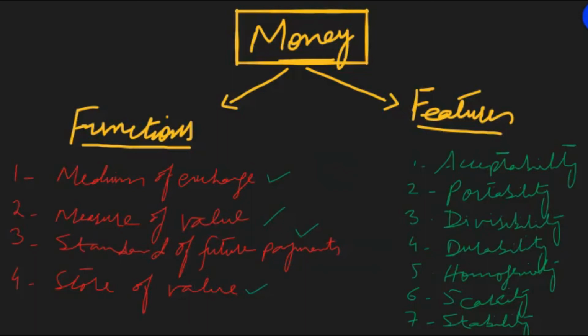So which of these can be considered good money? Good money is the one which has the characteristics or features listed here. The first one is acceptability. Good money would be generally accepted by everyone. From a small fruit vendor to a big financial institution, if everyone accepts that money, that would be good money.